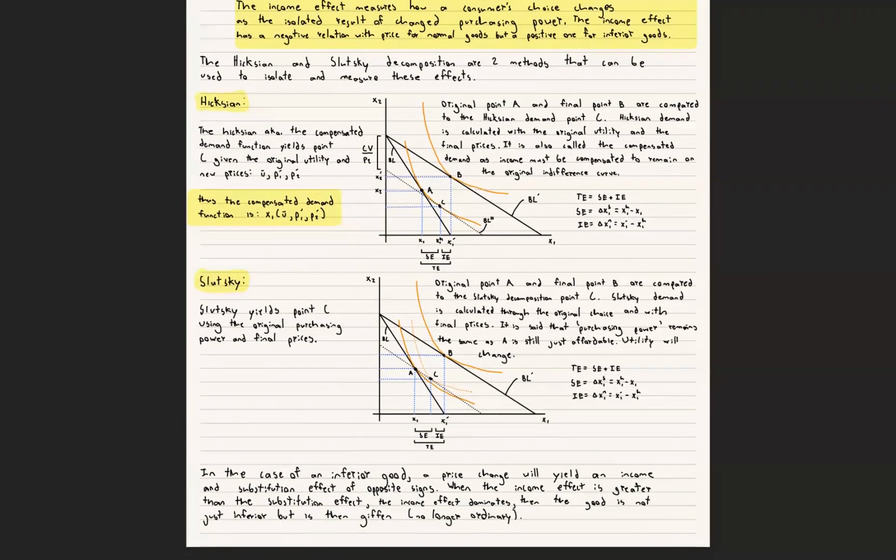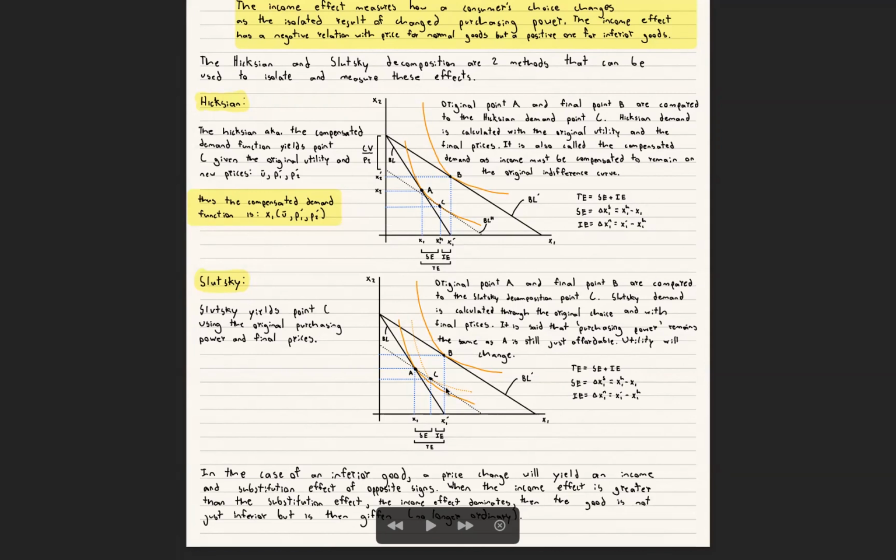So basically, just in brief, the Hicksian, also known as the compensated demand function, yields point C right there, given the ordinal utility and new prices. So that's basically just saying that the compensated demand function is going to be your demand for good one as a function of utility, new price of good one, and new price of good two. Whereas for Slutsky, you have your original point A and final point B, and A and B are compared to the Slutsky decomposition point C.